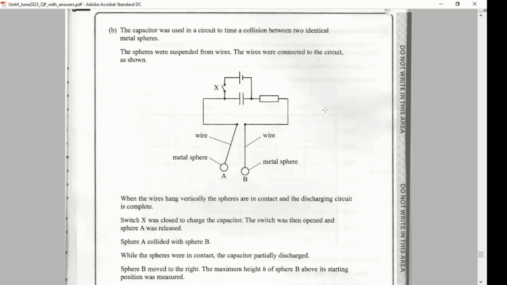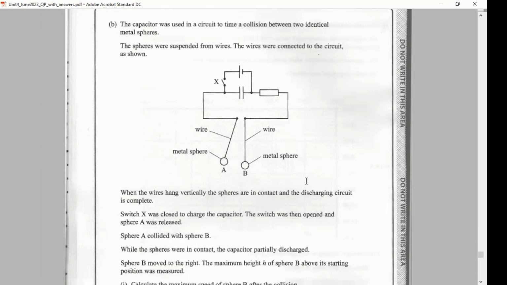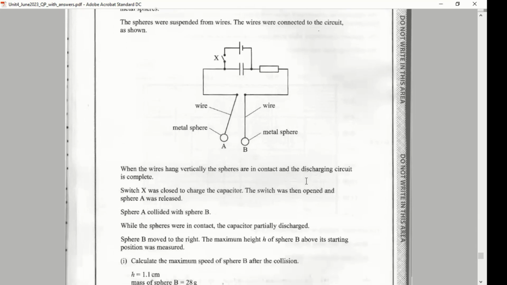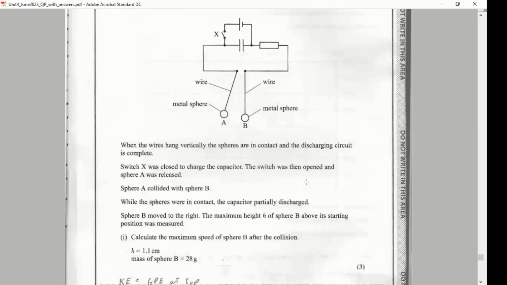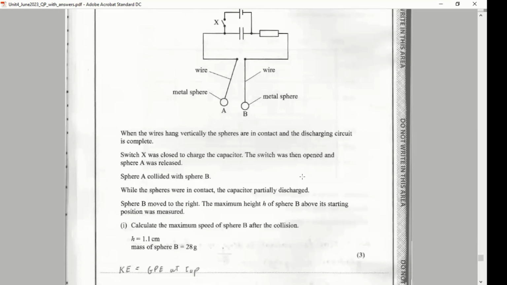Switch X was closed to charge the capacitor. The switch was then opened and sphere A was released. Sphere A collided with sphere B. When the spheres were in contact, the capacitor partially discharged. Sphere B moved to the right. The maximum height h of sphere B above its starting position was measured. Calculate the maximum speed of sphere B after the collision.